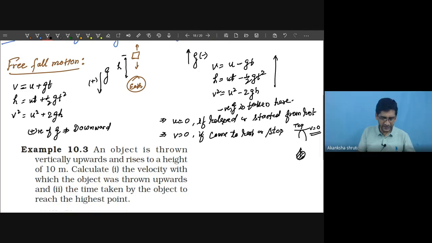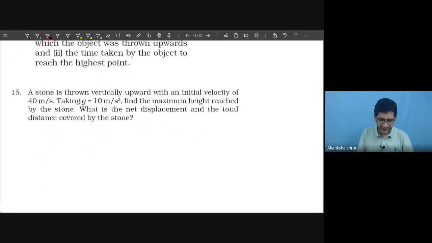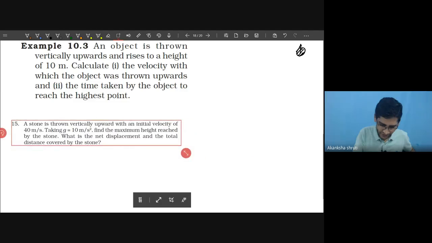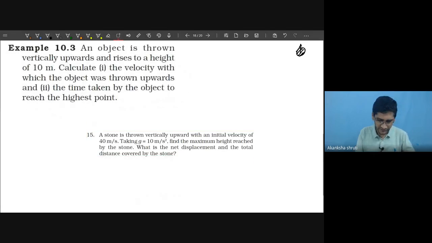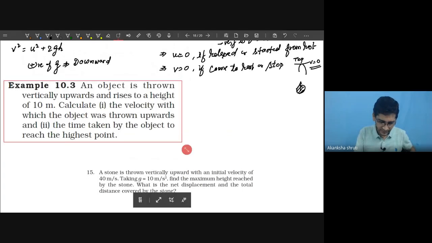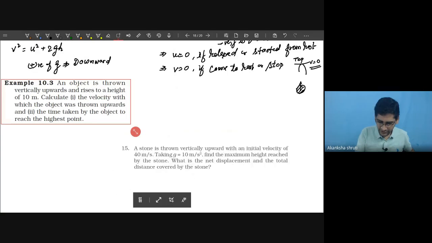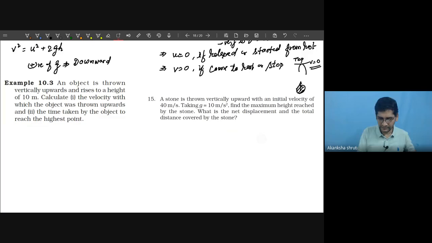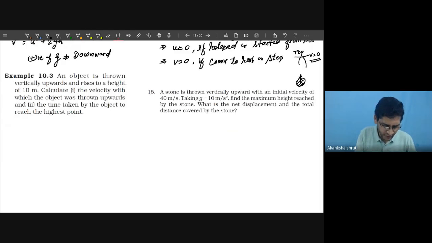Now applying these kinematic equations and this concept, the questions are framed and asked. We have to solve a few questions. Students, these questions are very easy. Let me explain these questions. Here I have to solve these two questions. Students, let us come to 10.3.